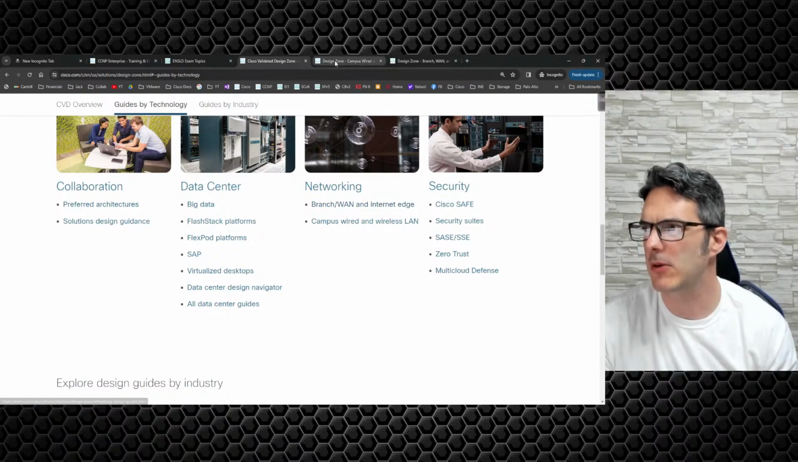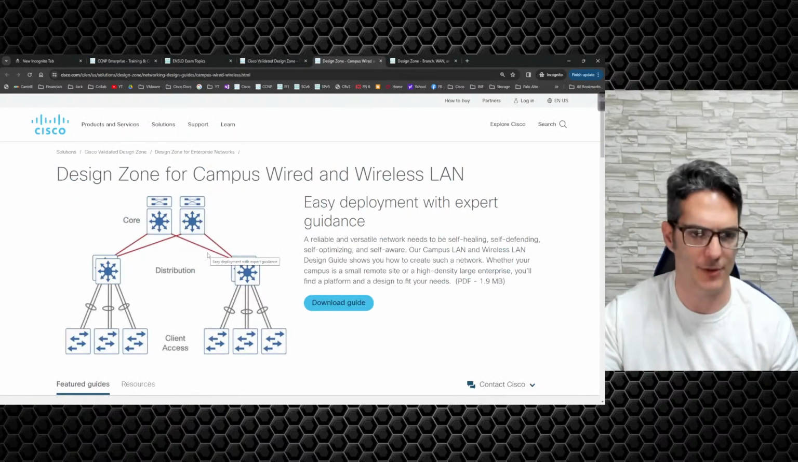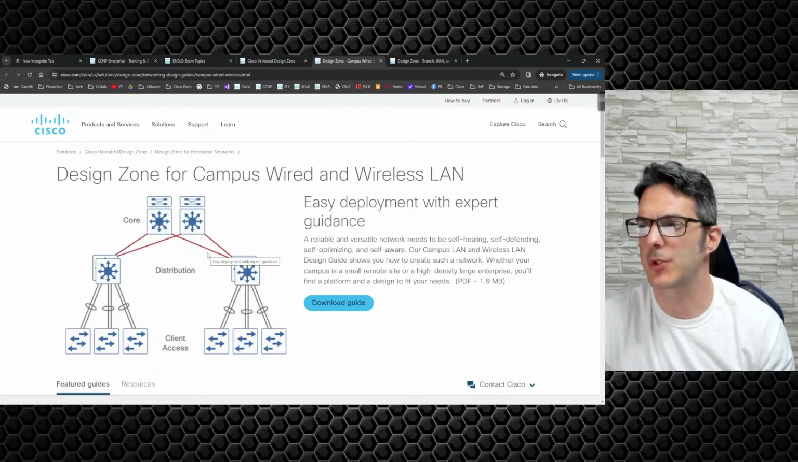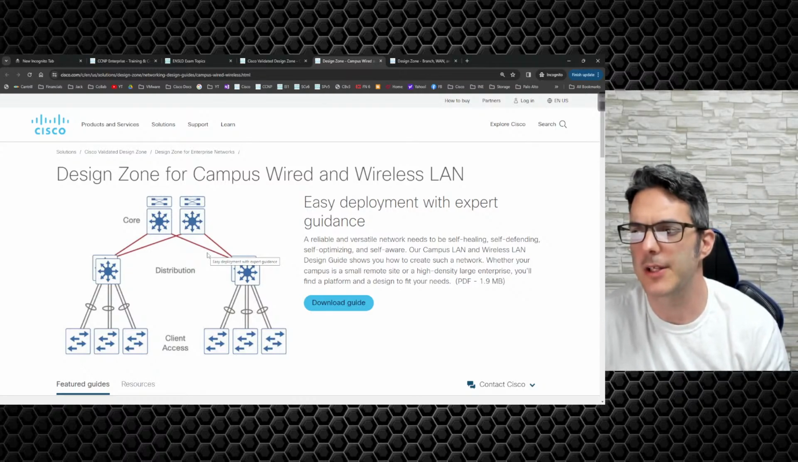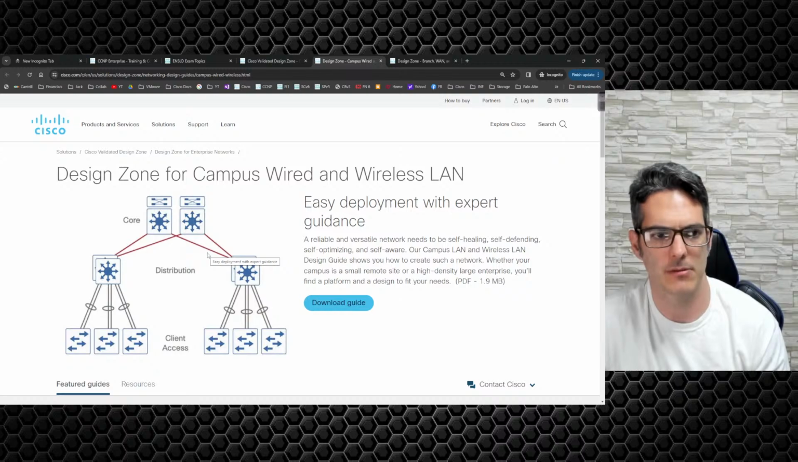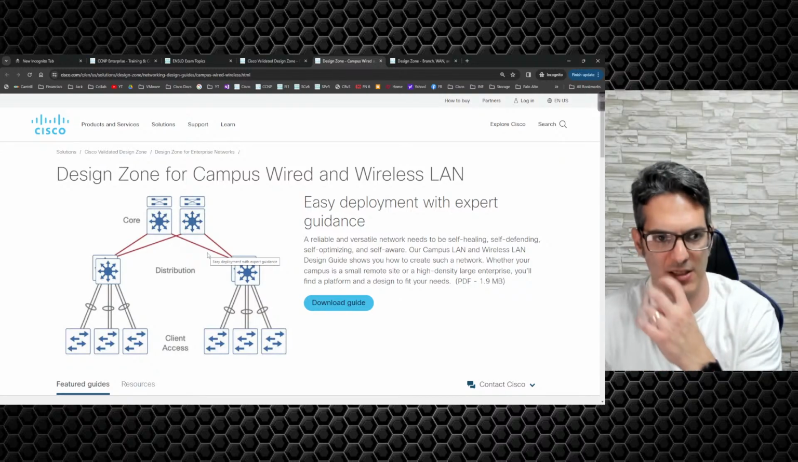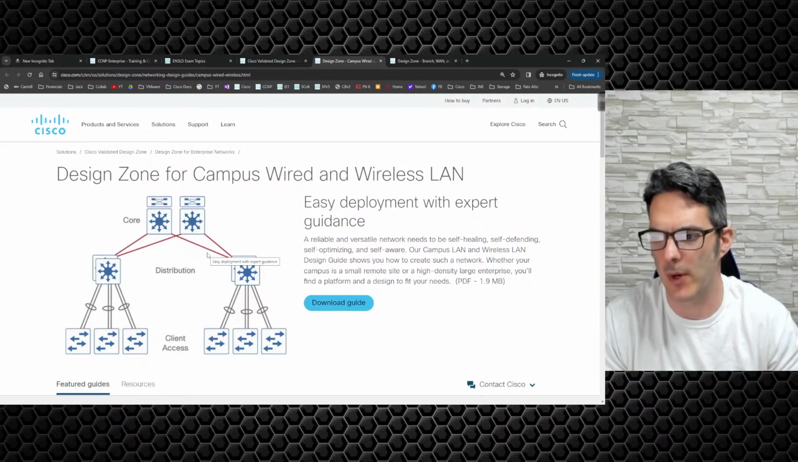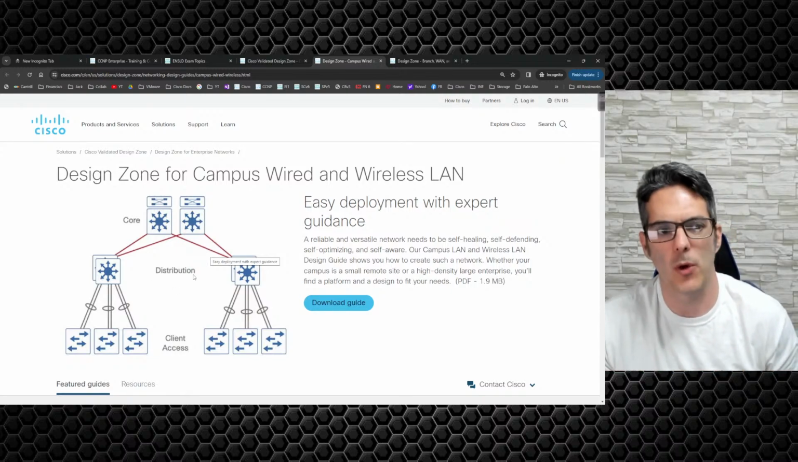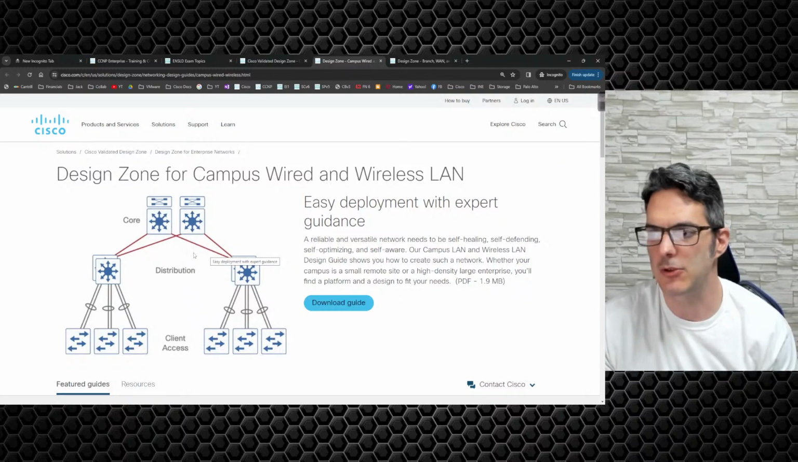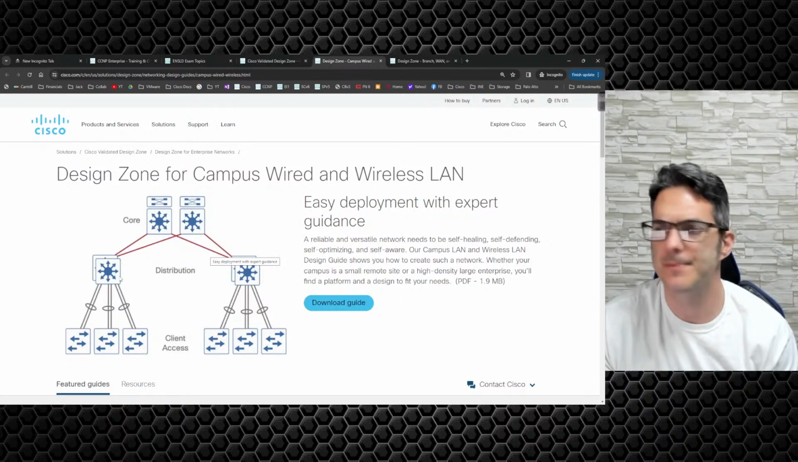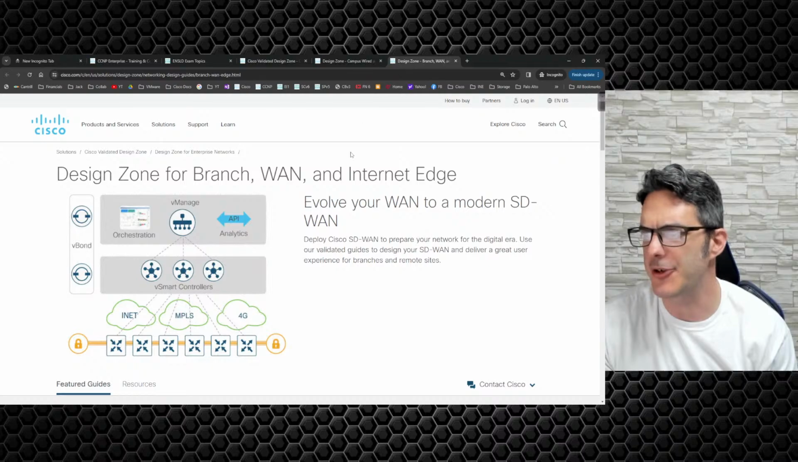So when we talk about this concept, actually this is exactly what I wanted to show you guys. When you look at the core, distribution, access, right? That is a big thing in a lot of organizations, having the connectivity set up a certain way. Now, is this the only way to do it? No, it's not. Could you do a collapsed core? You sure could. What about your WAN edge?